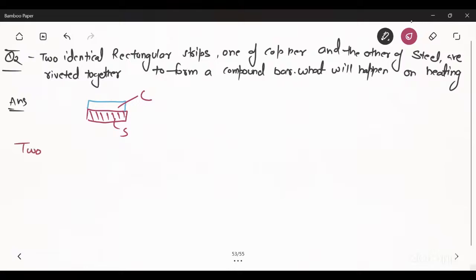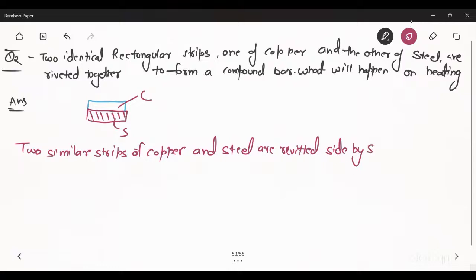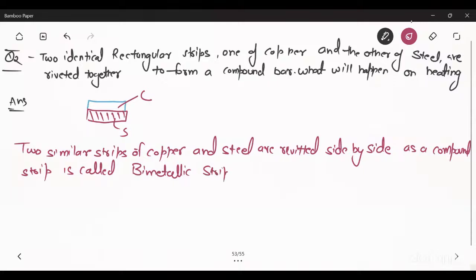Two similar strips of copper and steel are riveted side by side as a compound strip, called a bimetallic strip. It is straight at ordinary temperature.